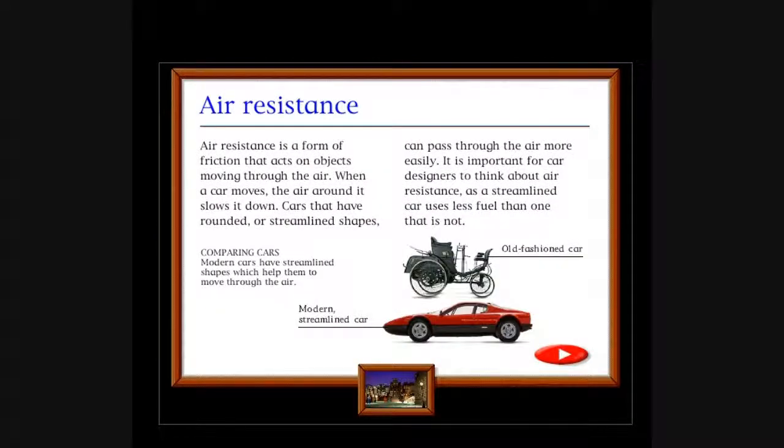Air resistance is a form of friction that acts on objects moving through the air. When a car moves, the air around it slows it down. Cars that have rounded or streamlined shapes can pass through the air more easily. It is important for car designers to think about air resistance, as a streamlined car uses less fuel than one that is not. Comparing cars. Modern cars have streamlined shapes which help them to move through the air. Modern streamlined car. Old-fashioned car.